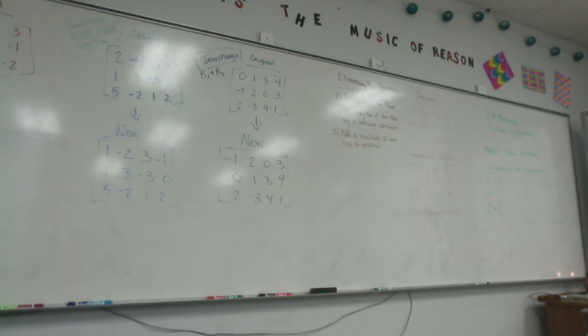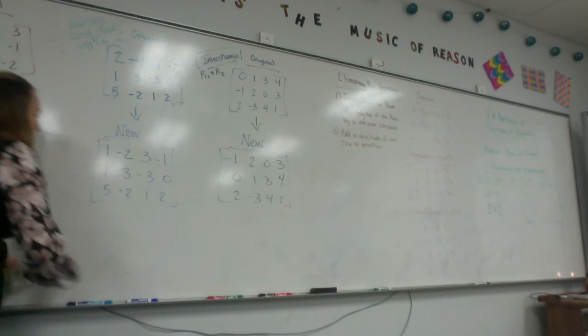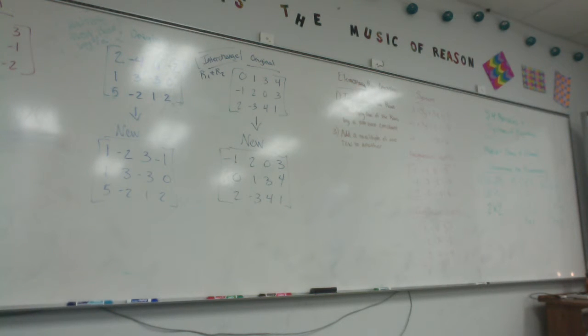Now, if it says add, this one has a little bit more complicated steps to it. Your original is 1, 2, negative 4, 3, 0, 3, negative 2, negative 1, 2, 1, 5, negative 2. Add negative 2 times the first row to the third row. The way they're going to show it to you in your book is they're going to write it like this on the outside: negative 2 row 1 plus row 3.